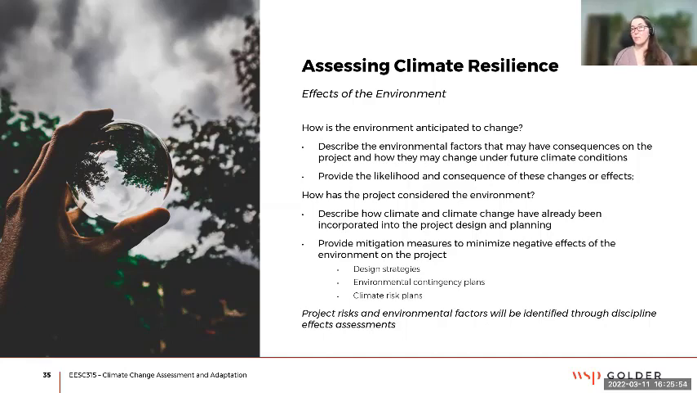Project risks and environmental factors will often be identified through the different discipline effects assessments, as these are the different areas where they are the subject matter experts. So you want to look for consistency between the effects of the environment section and the different disciplines, but also has all of that information been brought together. So if there is an impact on a species because the water is going to get warmer and now that fish can't spawn anymore, that's going to be something that you want to see reflected in the effects of the environment section.